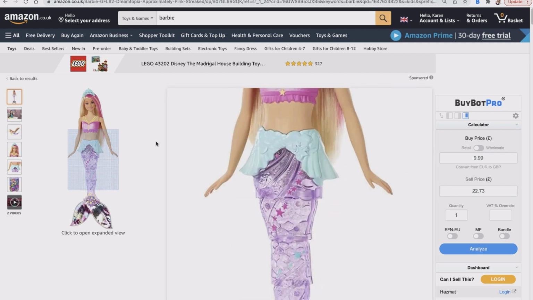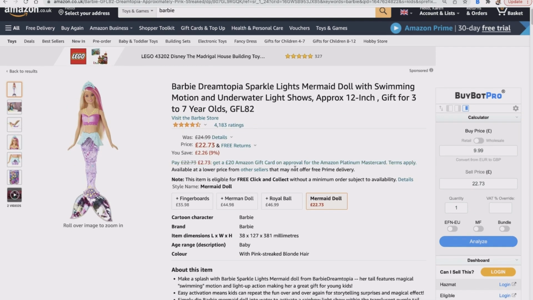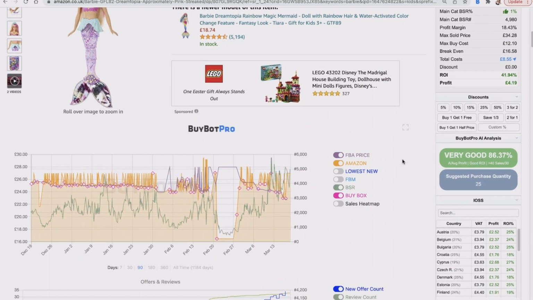So I'm going to show you three different examples that I've done already here. They're all just Barbie dolls. I've put in a general retail price. The sale price is the current buy box price. And what BuyBotPro has done, as well as giving you all this information, is score the deal for you.